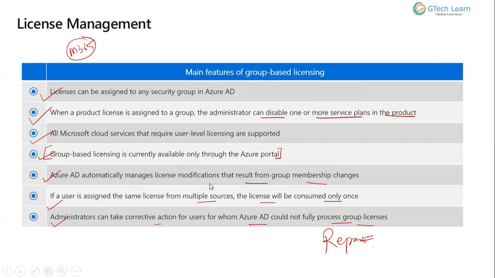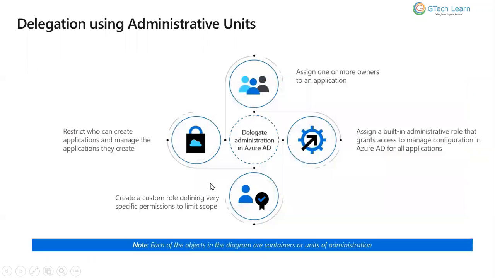Now, let's go ahead and talk about the administrative unit. We can assign one or more owners to one specific application. We can restrict who can create and manage applications. We can create a custom role that defines specific permissions. We can assign built-in options for the same, and we can delegate the administration in Azure Active Directory while using the administrative unit. For the same, let me give you one example.